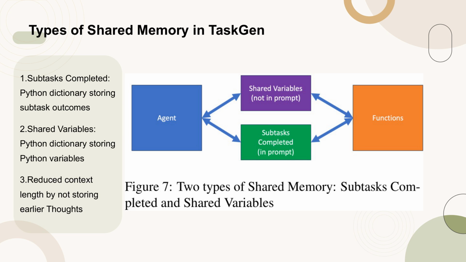Figure 7 illustrates the two types of shared memory used in TaskGen to facilitate information sharing between the agent and equipped functions/inner agents. The first type, subtask completed, is a Python dictionary that stores the outcome of each subtask. The dictionary key is the name of the equipped function/inner agent and its input parameters, with the value being the function output. This past history of function inputs and outputs is made known to all LLM-based components of the system to help with shared awareness.